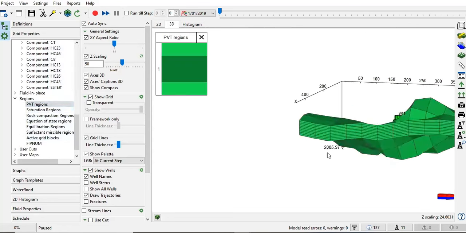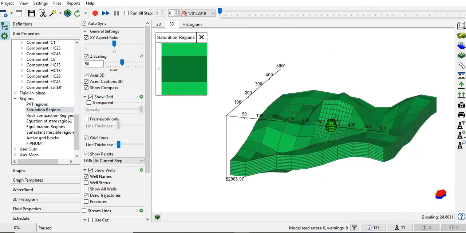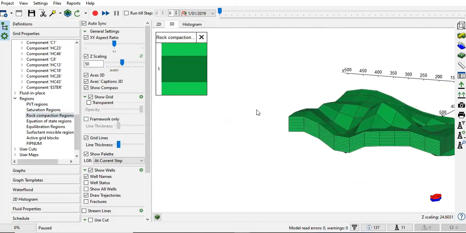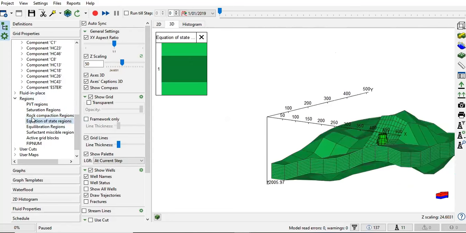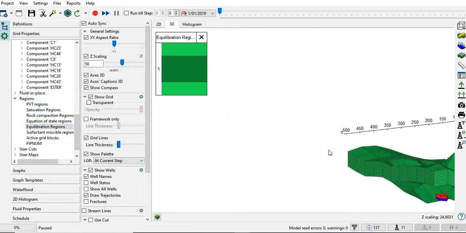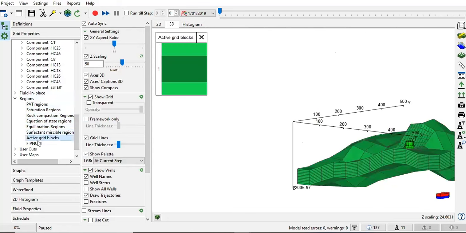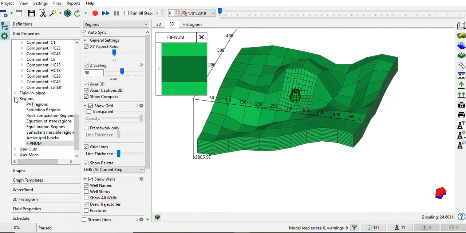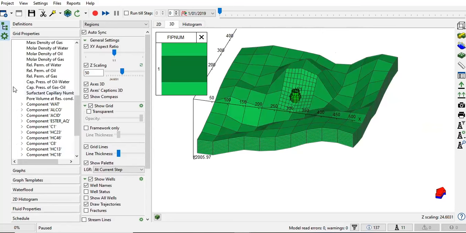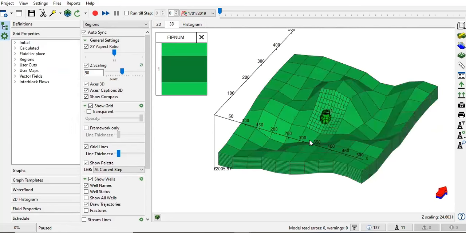We have only one PVT region. Okay, good. Saturation region only one. Rock compaction only one. Equation of state. So all of which have only one region. Okay, no specific regioning. Okay, good. User cut, no. User map later. Oh, we will not use user map. Okay, so that's it for the model introduction.